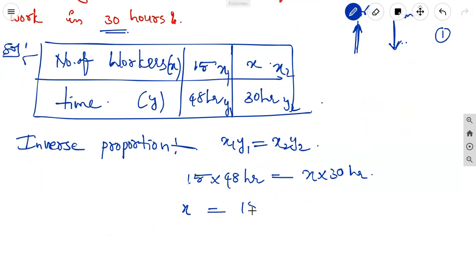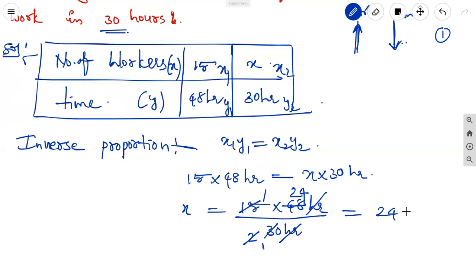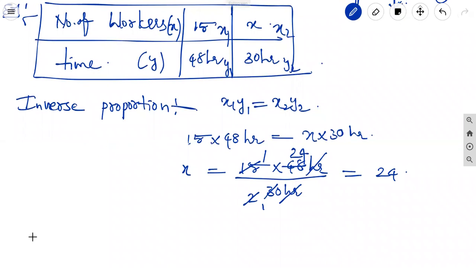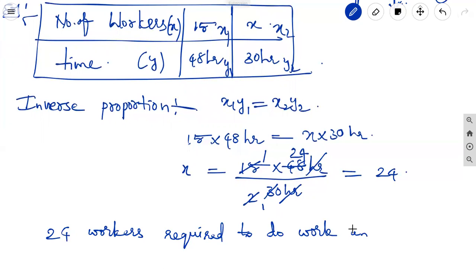Then x equals 15 into 48 hours by 30 hours. Hours cancel. 15 ones are 15, twos are 2, ones are 2, 24. So 24 workers are required to complete the work in 30 hours. This is the solution.